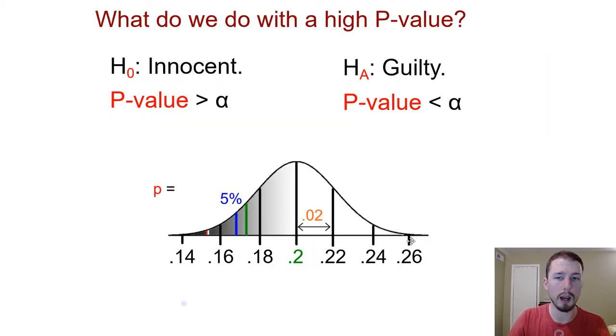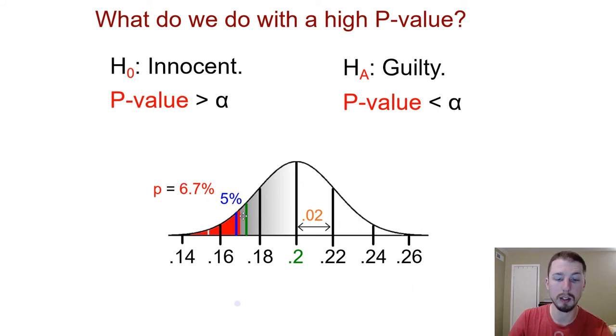So what do we do with a high p-value? In our example, we had an observation of 17%, which gave us a p-value of 6.7%. Now the p-value is calculated off the assumption that the null hypothesis is true. So if the null is true, if it's still 20%, then the probability of having an observation of 17% out of 400 would be in the top 6.7 percentile.